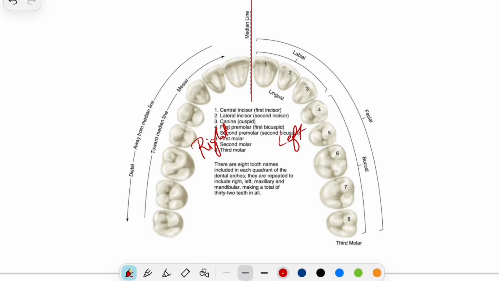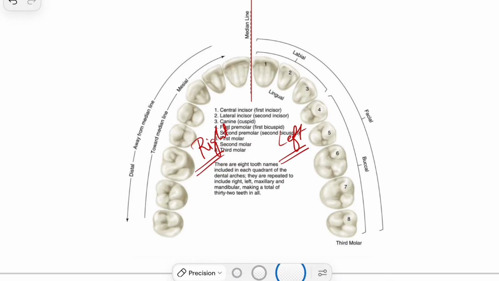Now you must be thinking that I made a mistake and I wrote this incorrectly. But it is important to understand that the right and the left side are from the patient's perspective and will always be from the patient's perspective and not from our perspective. So if you're standing right in front of a patient, your right side is not the patient's right side. Okay. And I think that is all about the midline. Now we can go on to the type of teeth.